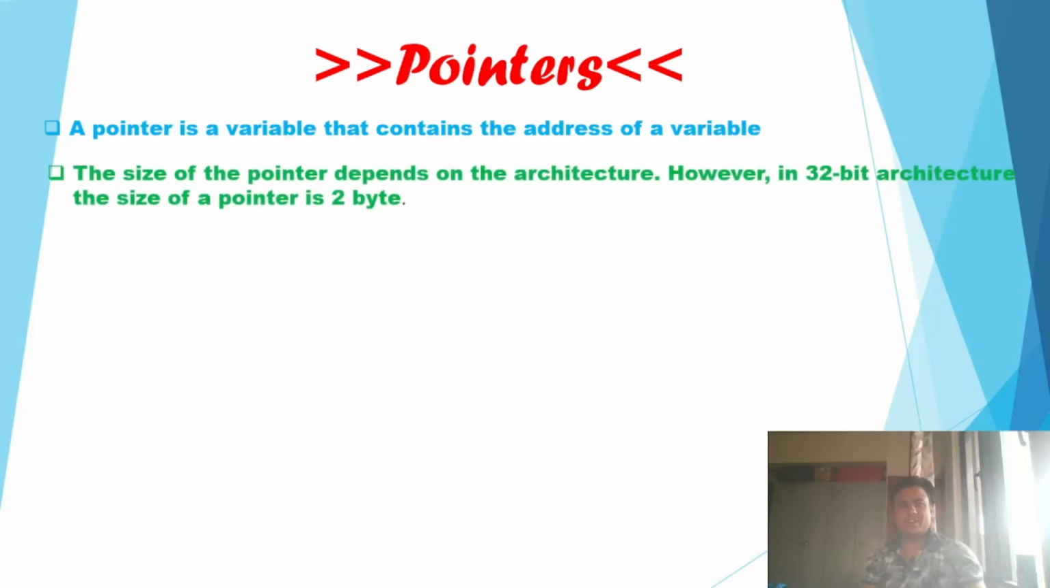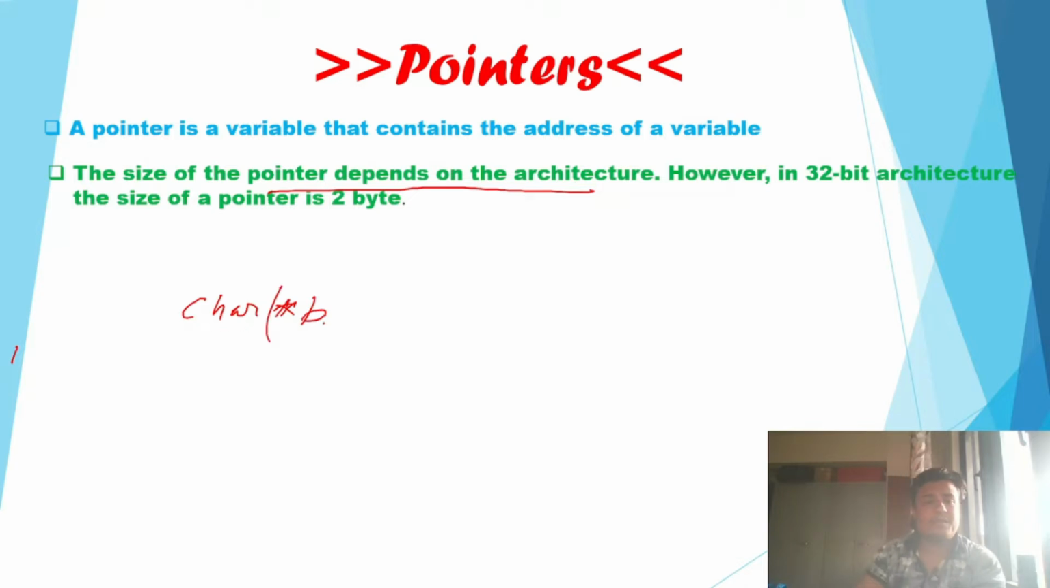The size of the pointer depends on the architecture. However, in 32-bit architecture, the size of a pointer is 2 bytes. So what I was talking about is written here. I have already told you that the size of a pointer depends on the architecture, not on the data type. Don't think like that. If you declare char p, the pointer size will not be the size of char.